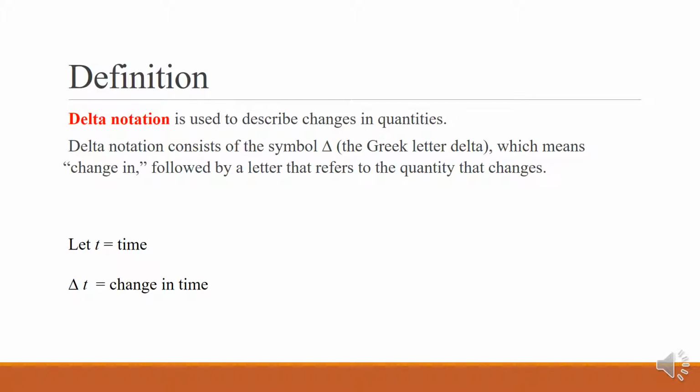Now I'm going to present this definition. We won't use it that much in this chapter, but it will come back up later, so I just wanted to make sure that you had seen it before. So delta notation is used in calculus, and so that kind of helped. That's one reason I wanted to mention this, because that ties it to why we mentioned the history of calculus as the title of the chapter. Delta notation is used to describe changes in quantities. It consists of the symbol delta, which looks like a triangle, which means change in, followed by the letter that refers to the quantity that changes. So for example, if we let t be time, then delta t would represent the change in time.